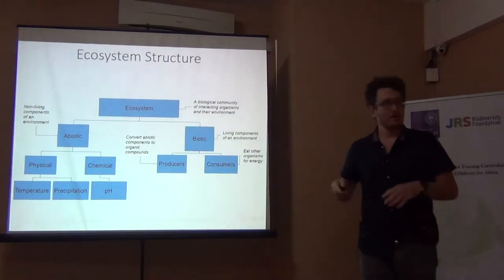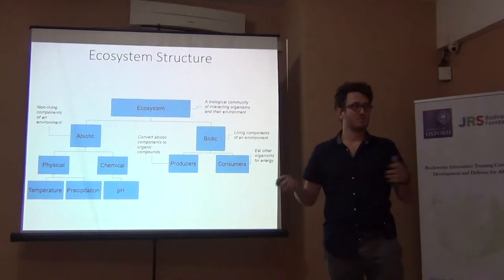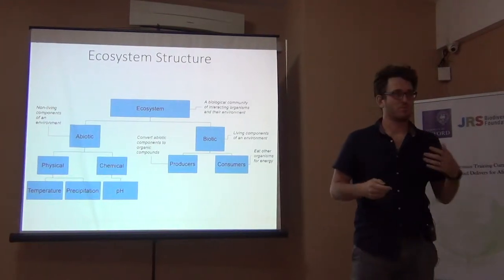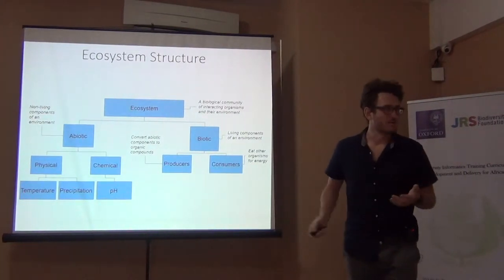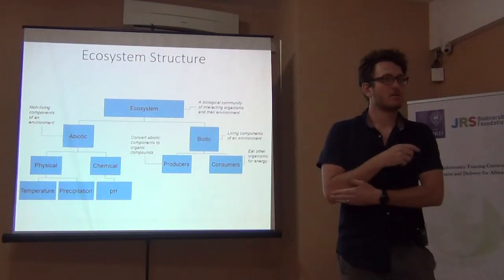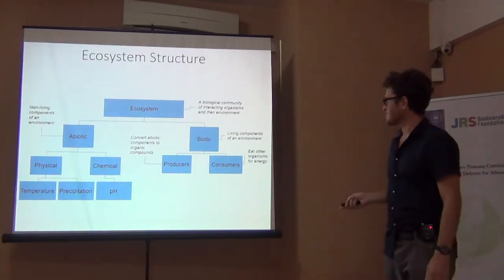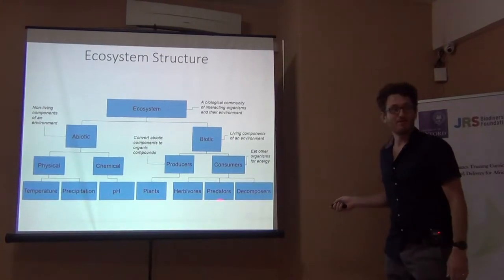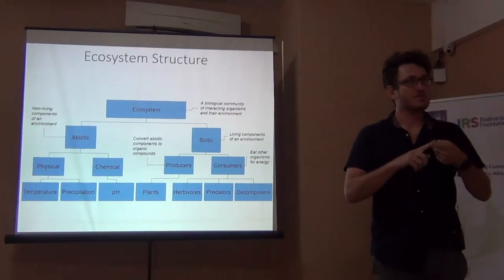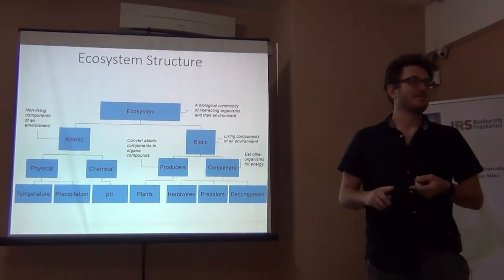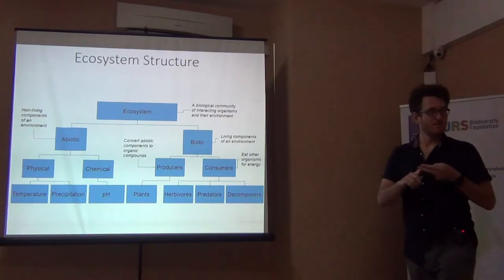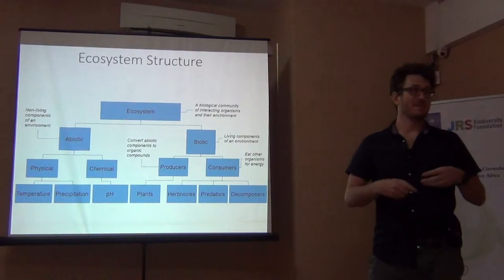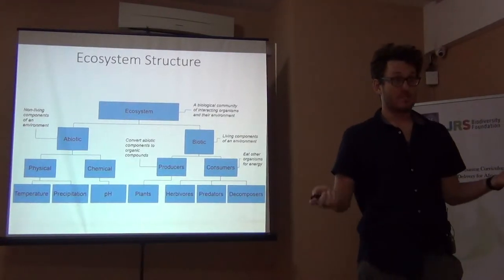So the abiotic, we can think of as physical, temperature, precipitation, or chemical, pH, these different properties. And there's an infinite number of categories that we could talk about when we talk about these things. Okay, so I'm just giving examples here. And then, of course, the producers are the plants, and the consumers, as I said, are everything else. The herbivores eat the plants. The predators eat the herbivores, or the omnivores, and the decomposers eat the dead material, the material that is already dead.